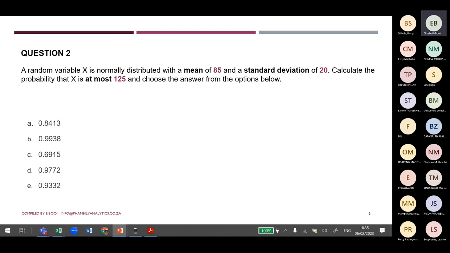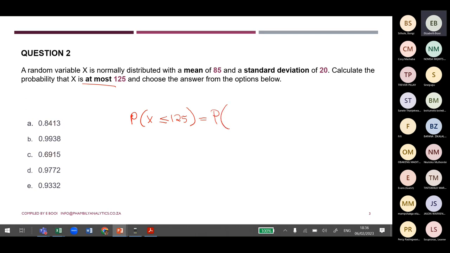After you have identified the facts, ask yourself, because this is study unit 6, go to study unit 6, look at your equation or your formula and write it down. Because we're calculating the probability, we're going to find the probability that X is at most. What is at most? Smaller than or equal to. It's less than or equal to 125.